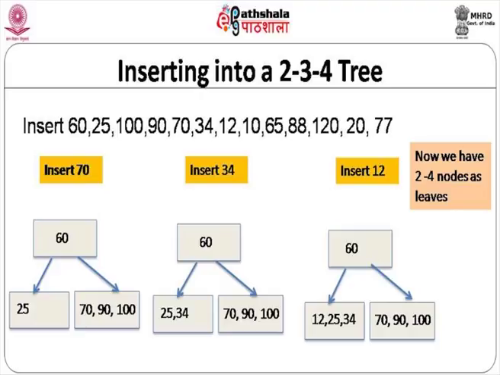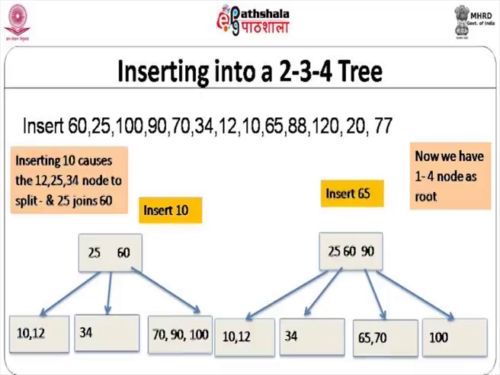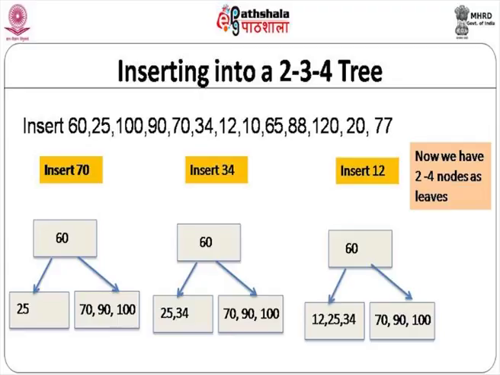Now, I add 12. When I add 12, we have 2 4 node children as the children of 60. Now, this is the scenario after I have added 12. What I do next is inserting 10 causes the node on the left, the 12, 25, 34 node, to split and 25 to join 60. Please note the previous node. I have 60, 12, 25, 34, 70, 90, and the next insertion is 10.